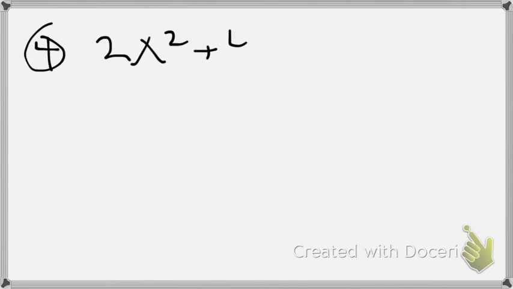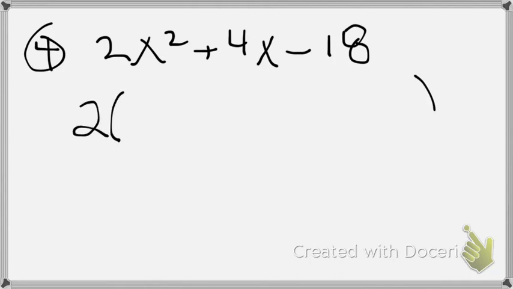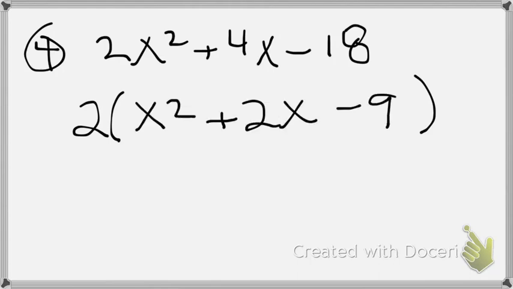All right, let's keep going. So number 4. I've got 2x squared plus 4x minus 18. All 3 terms can be divided by what? 2. They do not all have an x in common, so x is not part of your GCF. So now divide everybody by 2. That should be what's left, yes?